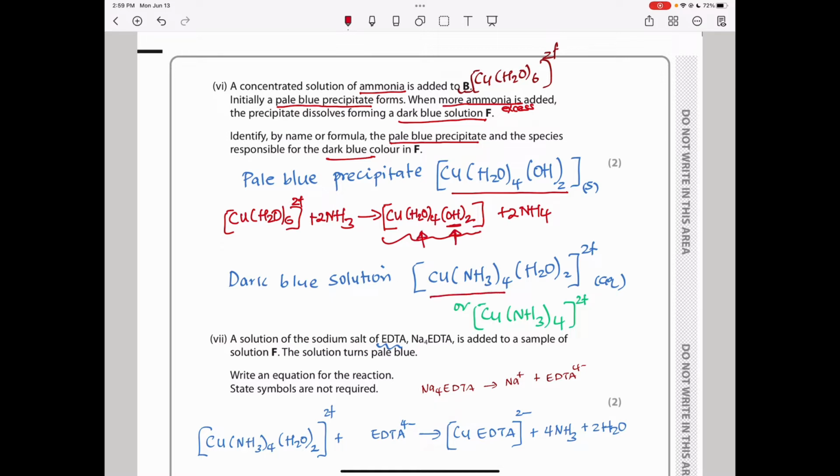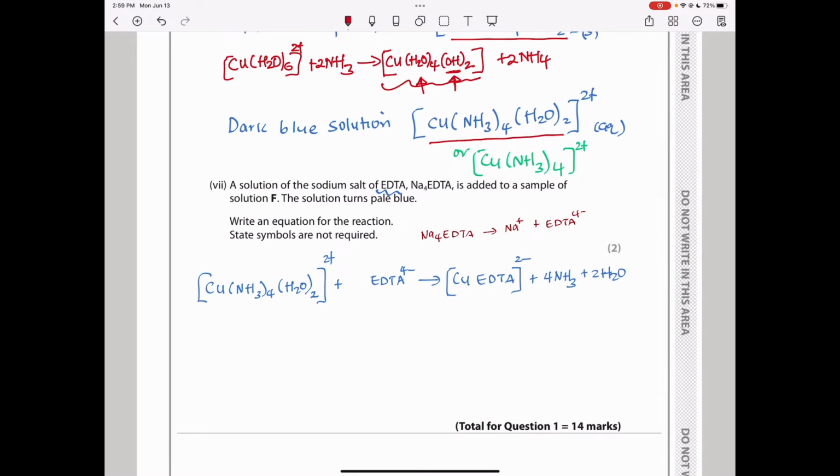So we form something like that as the final complex in here. So let's do the final part of question 1. A solution of the sodium salt of EDTA, this one here, is added to the sample of solution F. The solution turns pale blue. They say write an equation for the reaction of this.